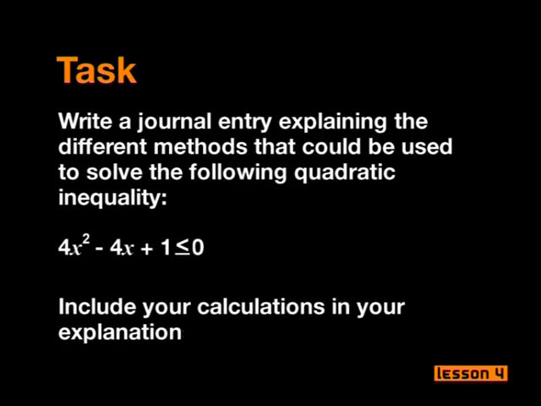As your task for today, I would like you to try Teboho's homework task 2. Write a journal entry explaining the different methods that could be used to solve the following quadratic inequality: 4x squared minus 4x plus 1 less than or equal to 0. Include your calculations in your explanation.